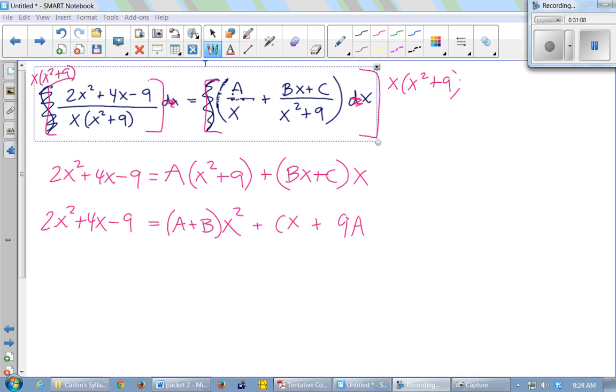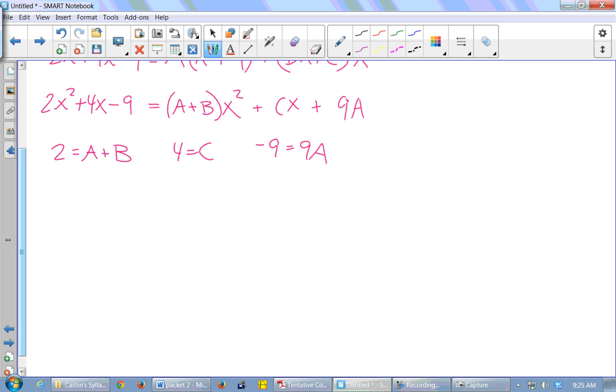Set the coefficients equal. So the coefficient on x squared on the left and the right have to be the same. 2 equals a plus b. 4 equals c. And negative 9 equals 9a. So I know c, that's good. And I know a has to be negative 1. And then b would have to be 3. All right, so I got my 3 constants: a is negative 1, b is 3, and c is 4. Having trouble differentiating letters and numbers.